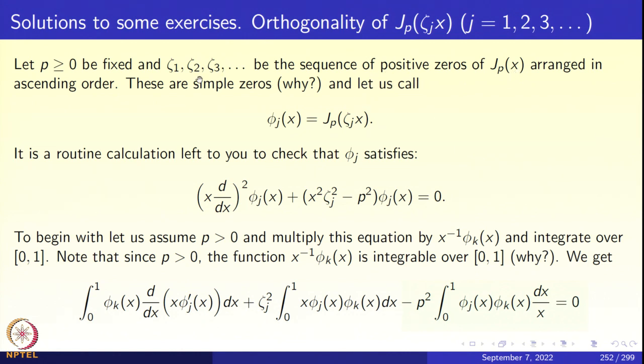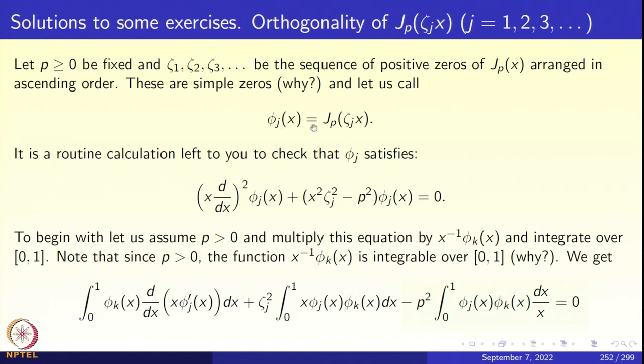If it were not simple, if it were a double zero, for example, or a triple zero, then both the function and its derivative will vanish. But Jp satisfies an ODE, which is of second order. And I can divide by the leading coefficient x squared, because I'm looking at the point where it is not zero. And the uniqueness clause in the fundamental existence uniqueness theorem of ODEs will tell you why this cannot happen. If that happens, then Jp will be identically zero. So the zeros are simple. And let us write them in ascending order. The zeros are real. The Jp doesn't have any complex zeros.